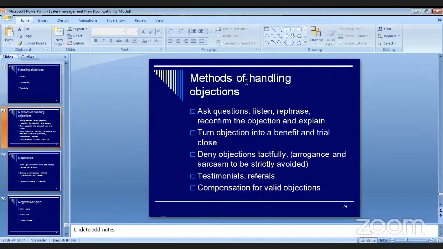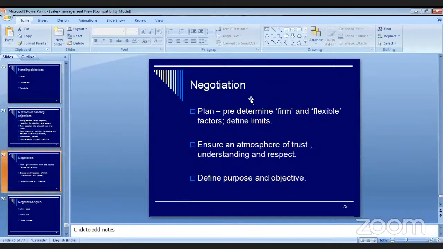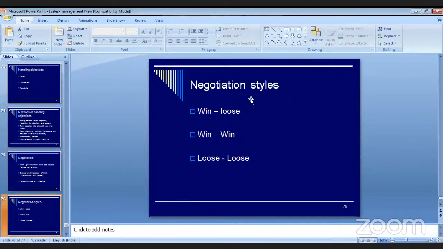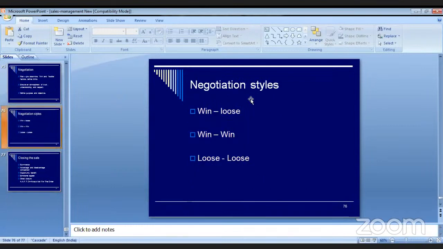Then methods of objection handling: asking questions, turn the objection, deny the objection tactfully, then testimonial, giving reference, then compensation for a valid objection. Sometimes the customer gives a valid reason, so you have to handle it with proper care, with testimonials, references, giving material, and convince them. So we have completed all these things. Then negotiation is complete. These are very essential things in sales.